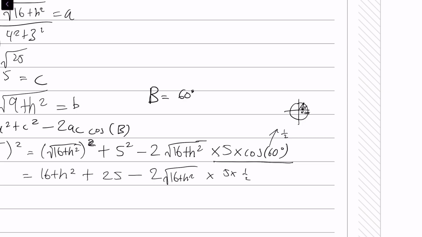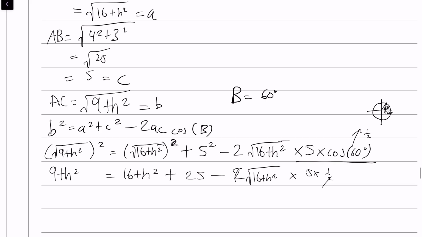I have a 2 at the front here, and I'm timesing it by a half, so that eventually becomes 1. And so that just becomes 5 times the square root of 16 plus h squared. So 9 plus h squared equals 16 plus h squared plus 25 minus 5 times the square root of 16 plus h squared. And I think at this point I might have messed up, because for some reason I ended up with h to the power of 4 the last time I did this, a couple of minutes ago.